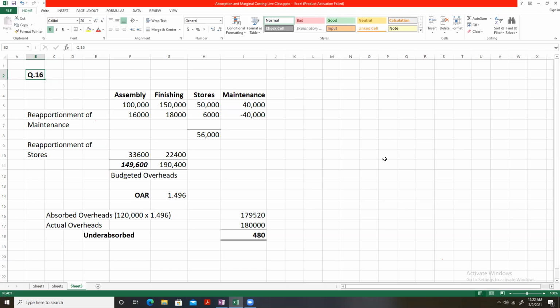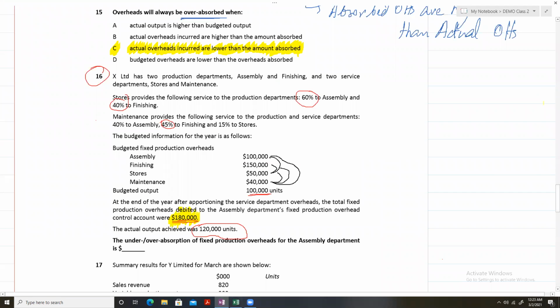Am I right? Please write in the chat box. You have a good knowledge of absorption and marginal costing from your previous studies. Is that correct? It seems this is not very strange to you. You are already familiar with the traditional costing approaches. So this was question number 16. Let's move forward.